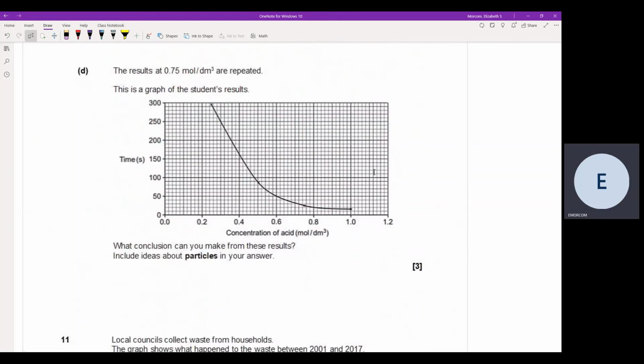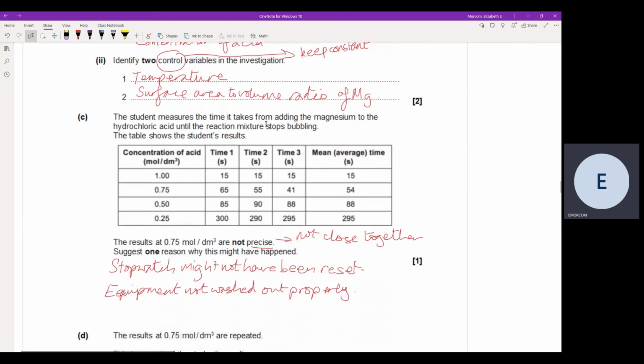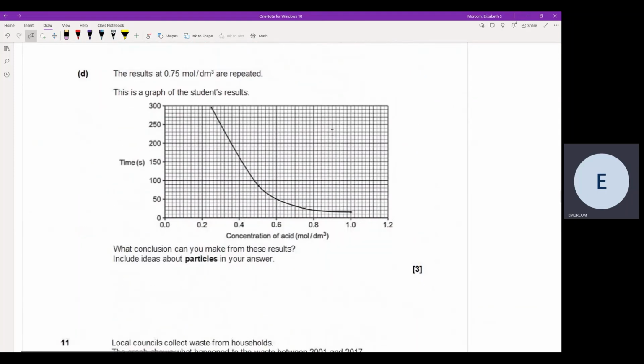Part D, the results at 0.75 moles per decimeter cubed are repeated. This is a graph of the student's results. So we've got time on our y-axis because this time they were measuring the time taken for the reaction mixture to stop bubbling. So it's not how we normally do it, where we're measuring the volume of gas given off over time. We're saying this is the concentration that we chose, and we're looking at how long it took the reaction to stop. What conclusions can you make from these results, and include ideas about particles in your answer?